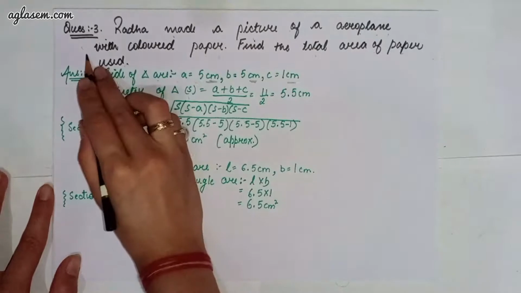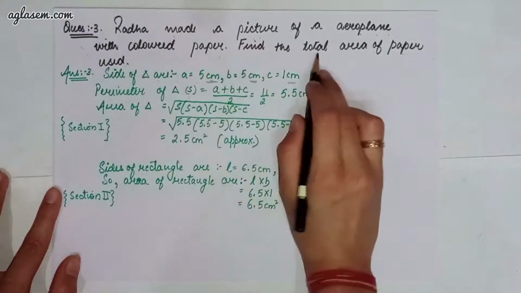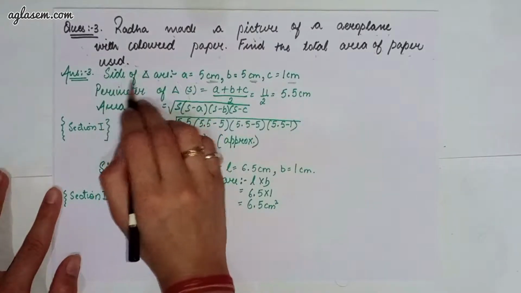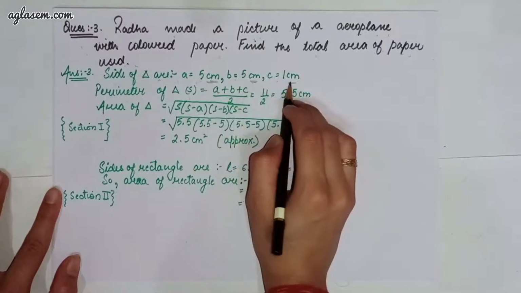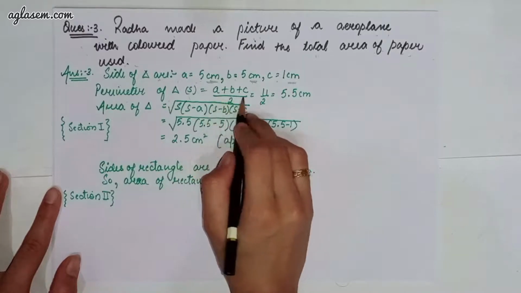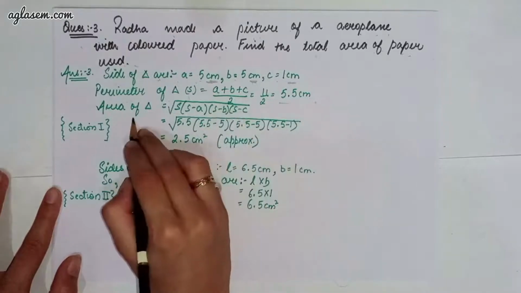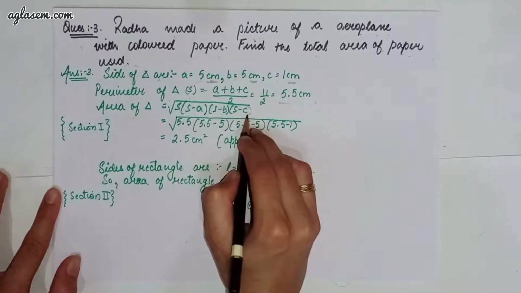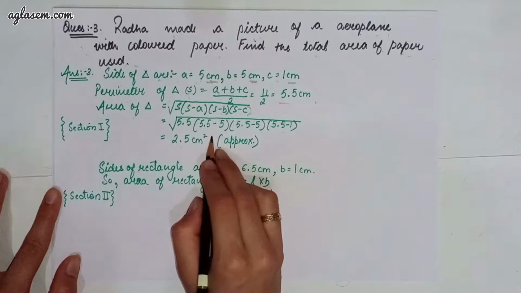Moving further to our third question, which says Radha made a picture of an aeroplane with colored paper. So we have to find the total area of paper used. The sides of a triangle are A, B and C, which are 5 centimeter, 5 centimeter and 1 centimeter. So we can find the semi-perimeter by applying the formula, that is A plus B plus C divided by 2, which will give you 5.5 centimeter. So the area of the triangle is root of S into S minus A, S minus B and S minus C. Applying the values, you will get 2.5 centimeter square approx.